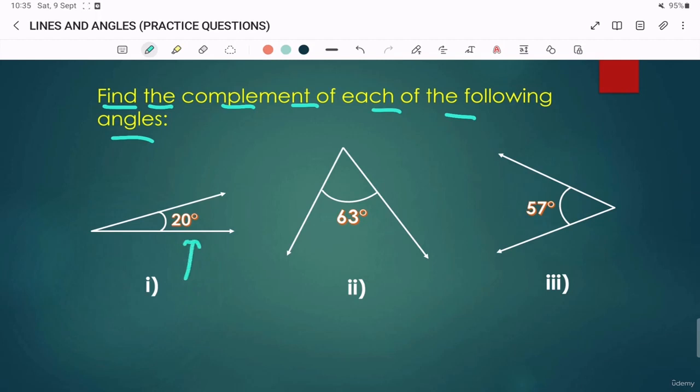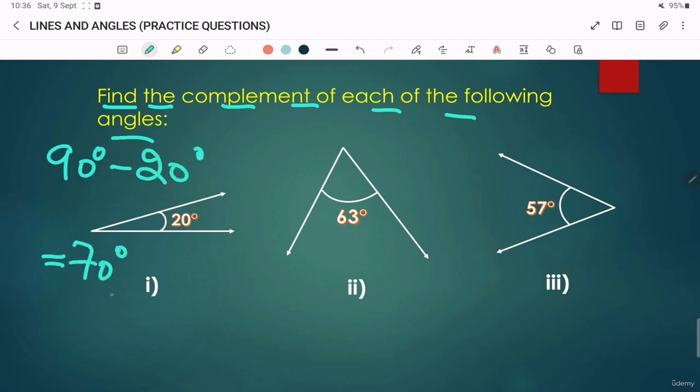That means we have to find out the angle whose sum with this 20 degrees angle will give us 90 degrees. That is, the sum of this angle with that angle should be 90 degrees. Just simply subtract 20 degrees from 90 degrees, you will get 70 degrees. So this is a complement of 20 degrees angle.